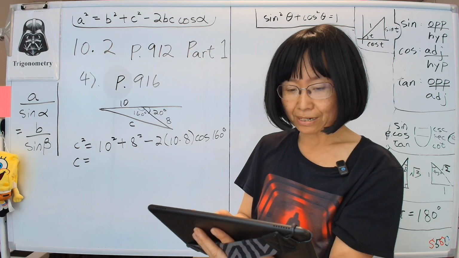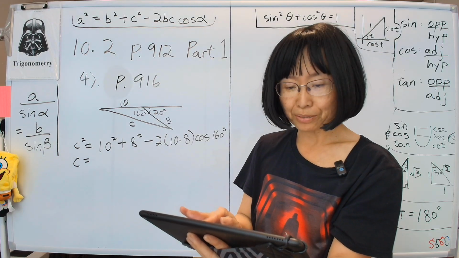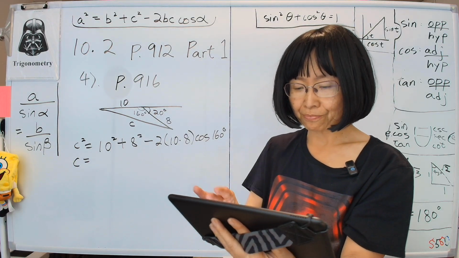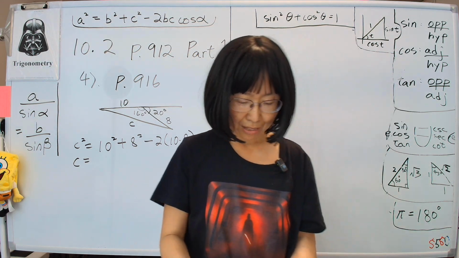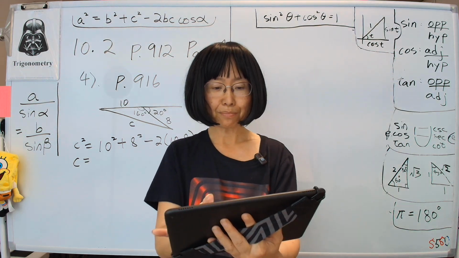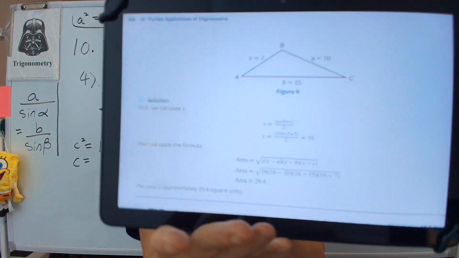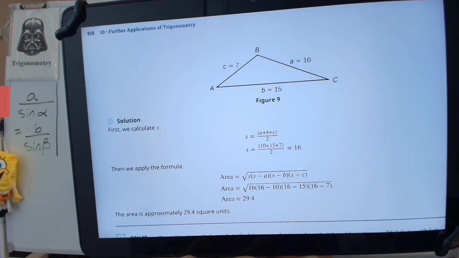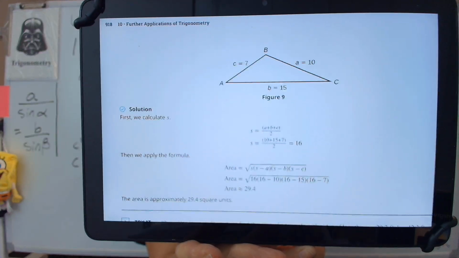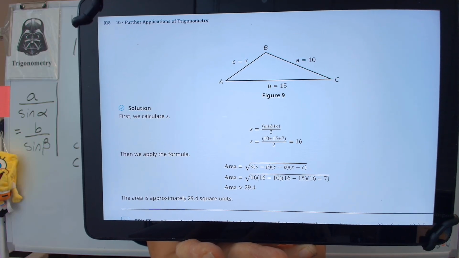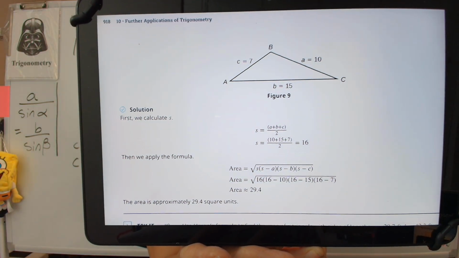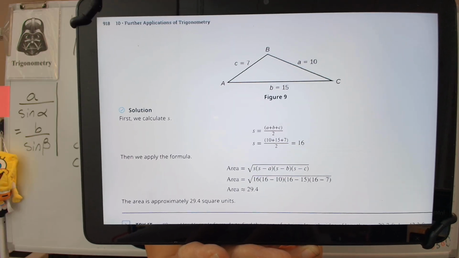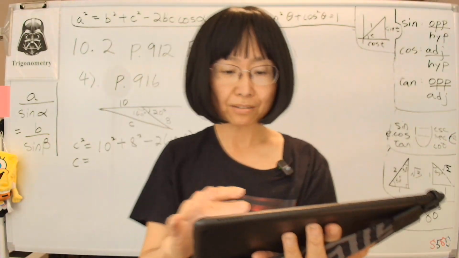Now let's practice using Heron's formula by doing example 5. Here it is. We have some random triangle and we know the three sides. So what's S? S will be 10 plus 15 plus 7. 15 plus 7 is 22, plus 10 is 32, halved is 16. So S will be equal to 16.